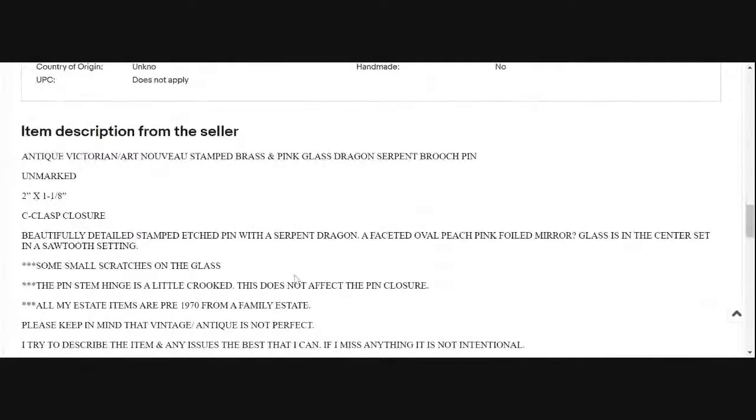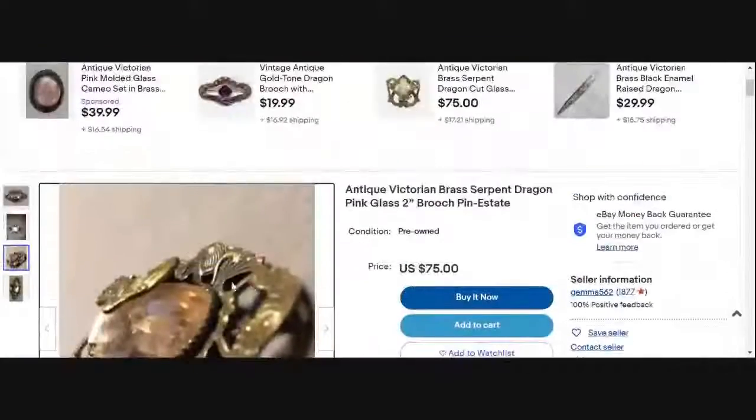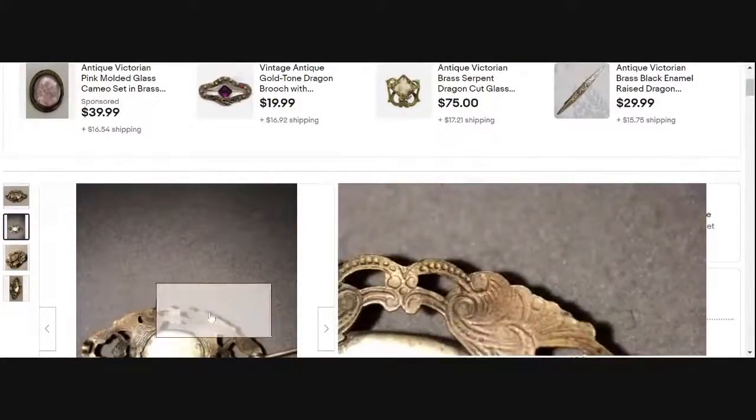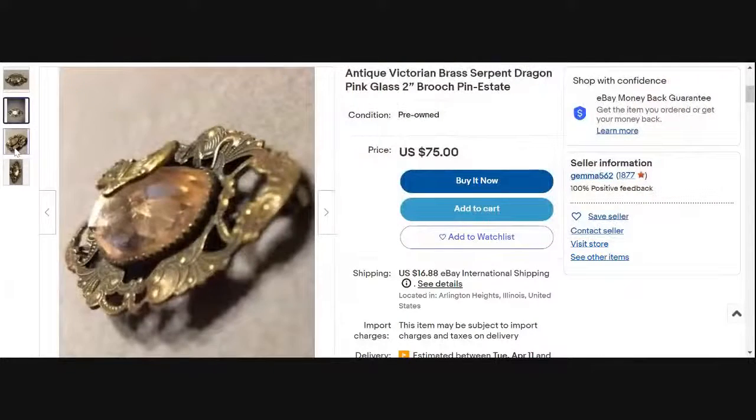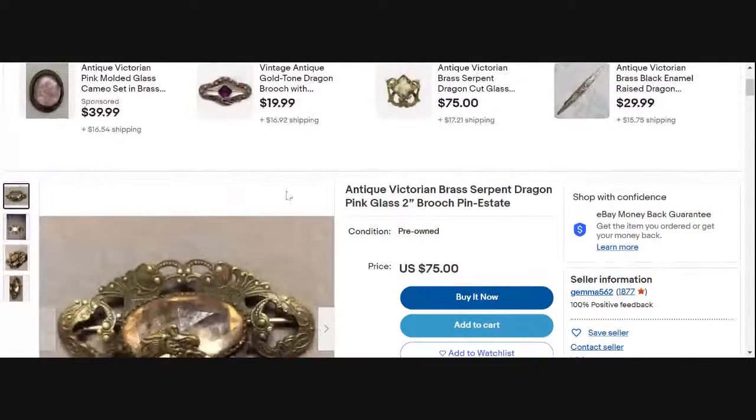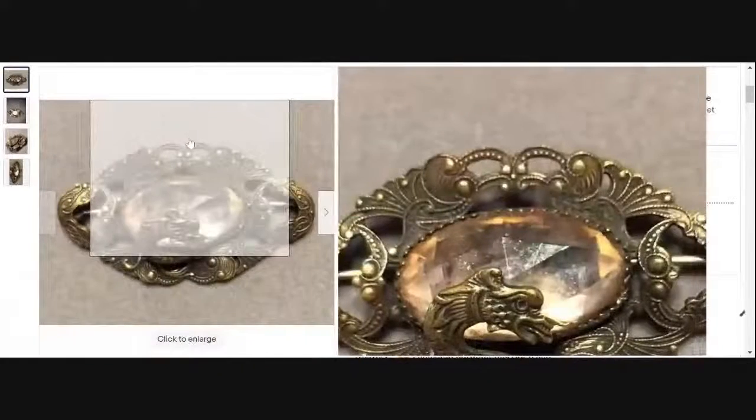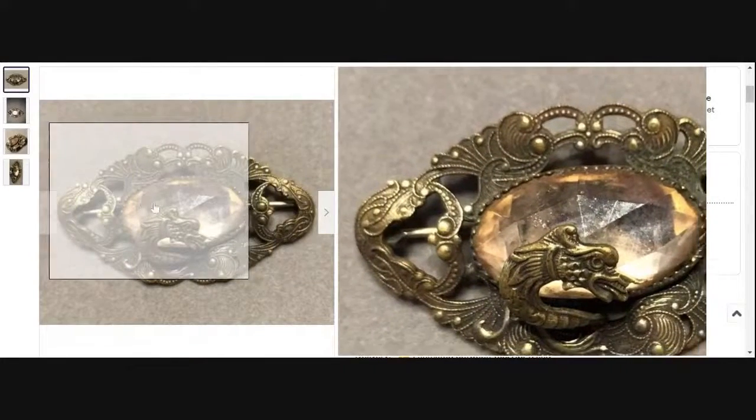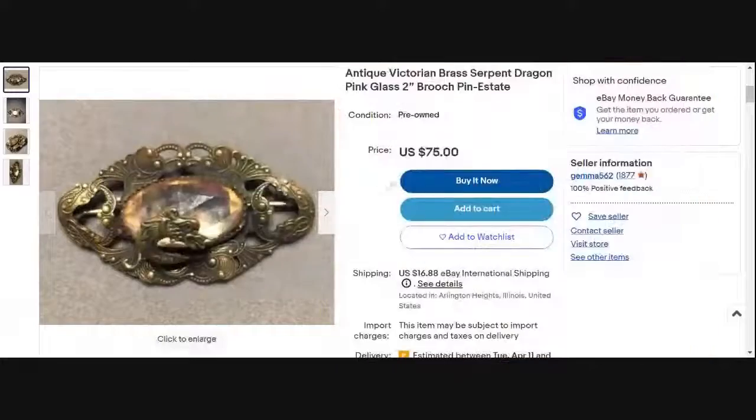And we'll scroll down to their description too. Some small scratches to the glass they've disclosed. The pin stem hinge is a little crooked, doesn't affect the closure. And that is pretty typical for a lot of these larger brooches as well, especially the sash pin type brooches, that they can be a little bit wonky and a little bit uneven. They haven't shown us a full picture of the back. So, you know, for $75, I might want to ask them if they could send me a photo. But as long as it closed, that's not terrible. I'm going to stop sharing, pop back.